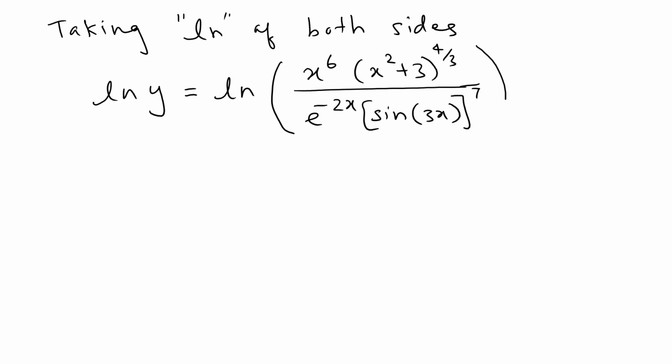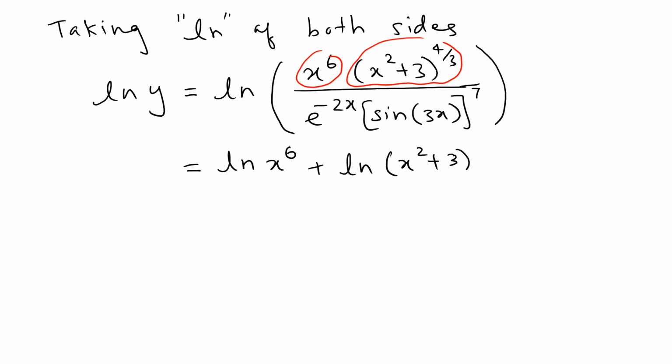We did a little exaggeration here. Okay, so you can see now all the products become sums because of the previous result. Quotients become differences. So if you look at the first term, you can write this as ln x to the 6th. And the next one is also a product, so it becomes a plus: ln of x squared plus 3 to the 4 thirds. Actually, it's not 3, it's 5. So let's put that back in, so it's 5 and 5.